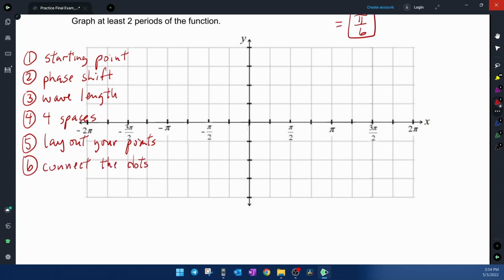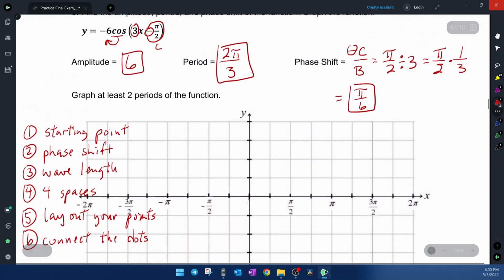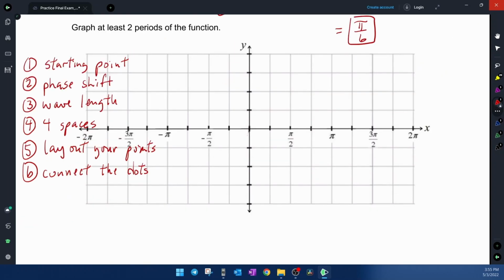So now that we have our steps listed, we're going to do step number 1, starting point, which means we have to go back to our function. And the starting point is determined by the trig function. We know that cosine starts at the number in front. So on the y-axis, we're going to go to negative 6. Now notice that the hash marks are not labeled. So I'm going to label these negative 2, negative 4, negative 6. And that's going to give me my starting point. Cosine starts at the number in front.